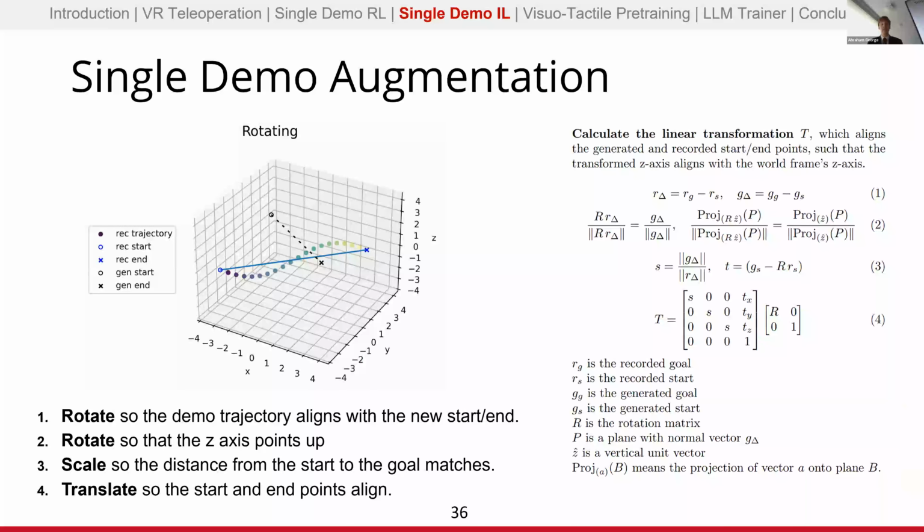So first, single demo augmentation. We do this by first taking our demonstration and rotating it so that it aligns with our new start and end goals based on the random initialization of the environment. We then also rotate it so that the z-axis is pointing up because we have an extra degree of freedom there and we want to make sure gravity is consistent. Then we scale and transform it so that those start and end points line up.